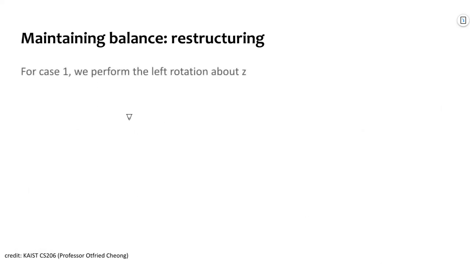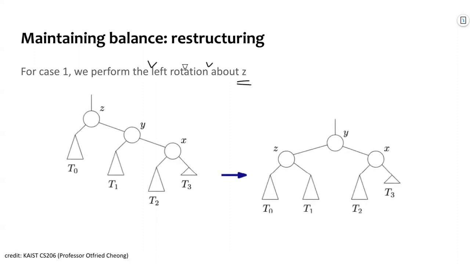For case 1, we perform something called left rotation about Z. So what does it mean? That is very simple. We are doing left rotation about Z. So Z becomes the child of Y. And the left child or left subtree of Y becomes the right subtree of Z.